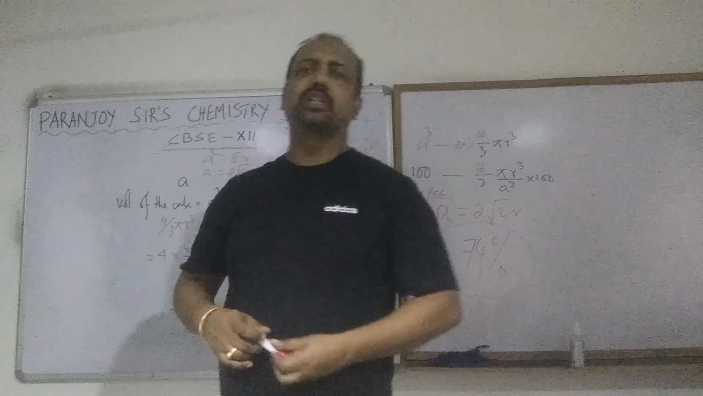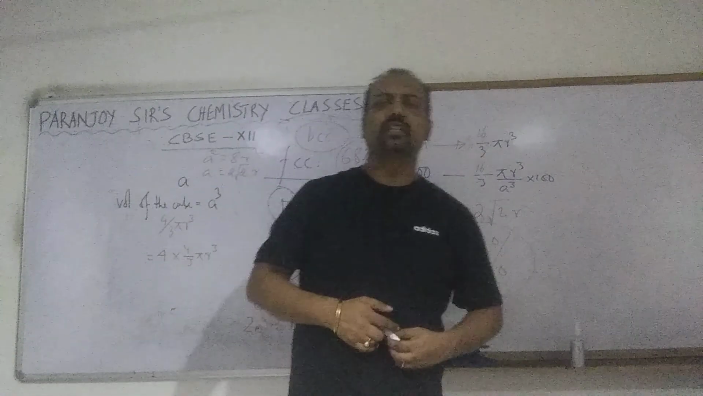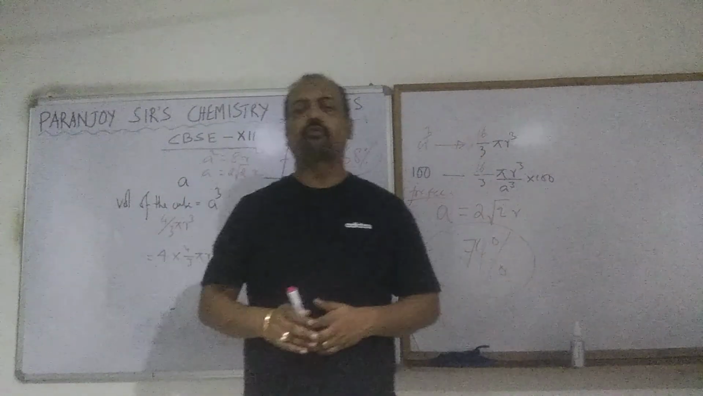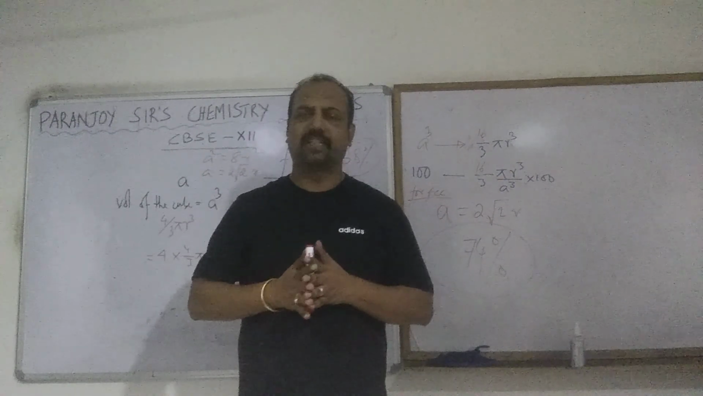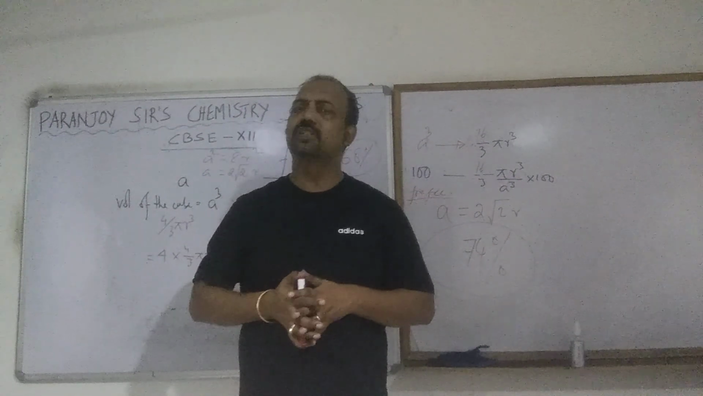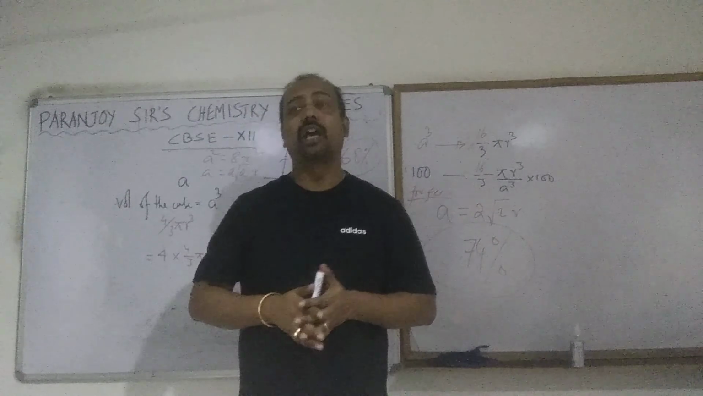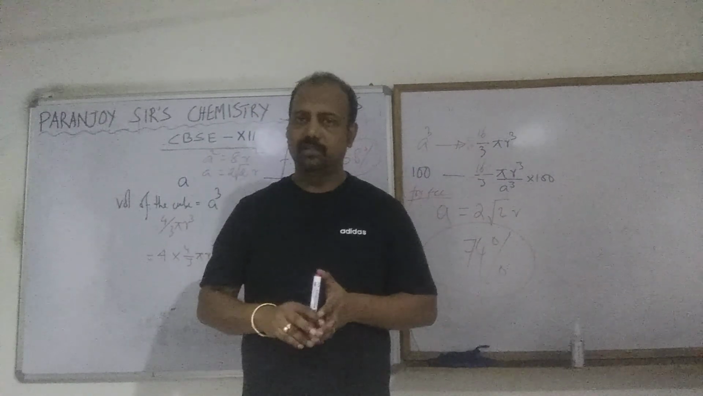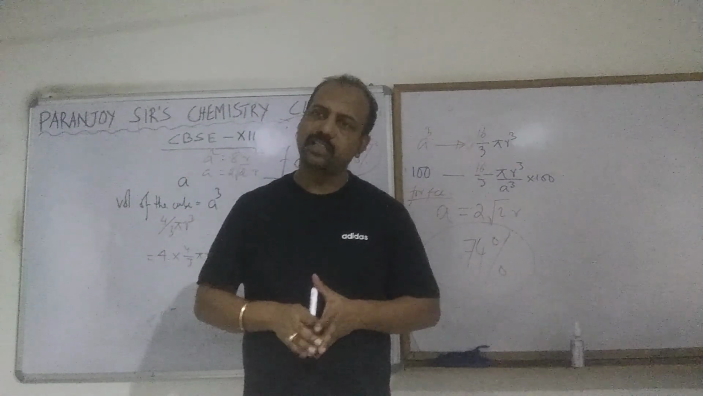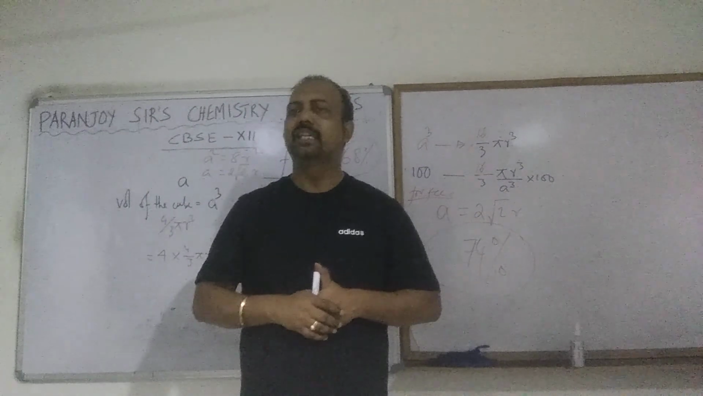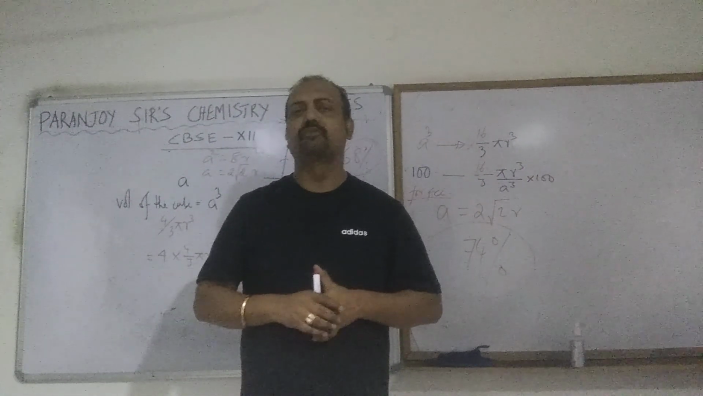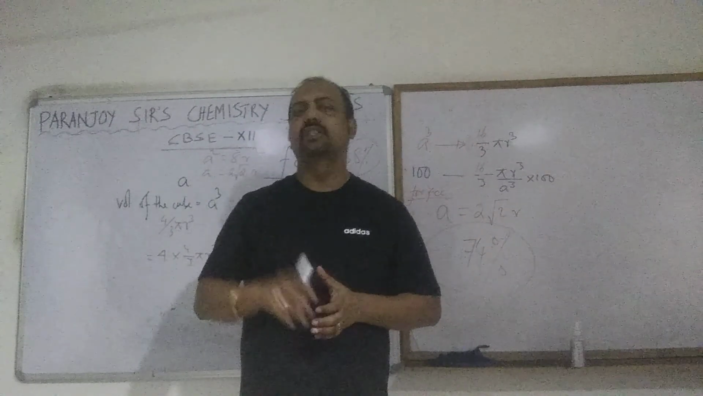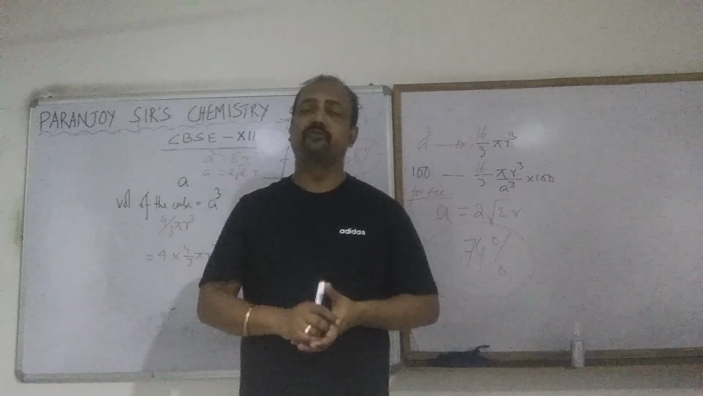One more question that very often comes is: out of the 3 cubic unit cells, which is most efficiently packed? The most efficiently packed is FCC, and we already know it, as we saw in packing. The packing percentage over here is almost 74%.